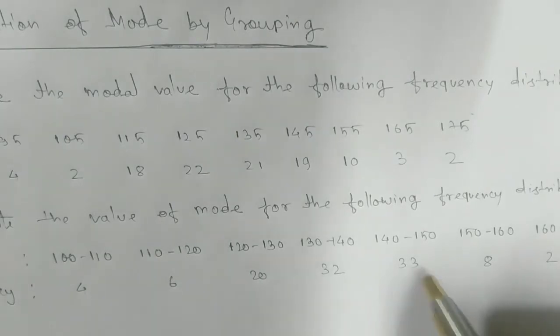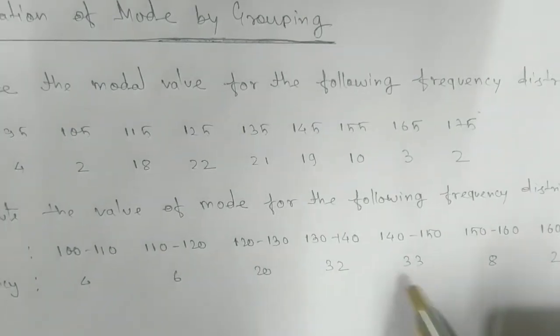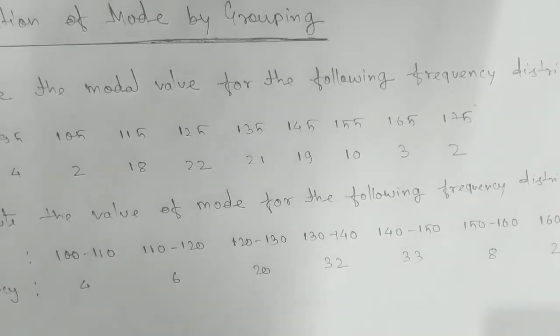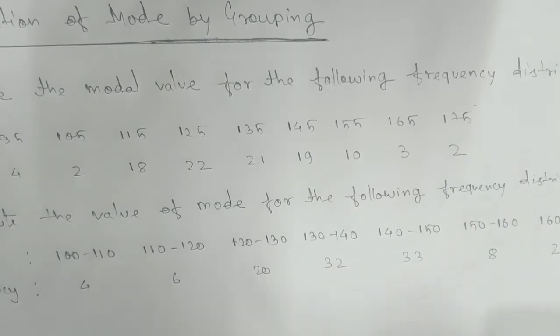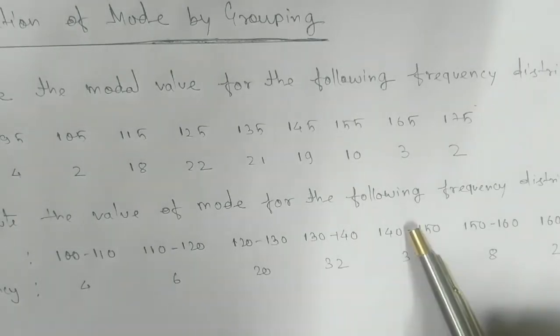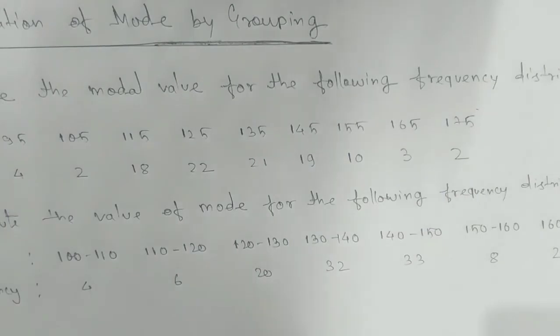But if you see the preceding one, it is very close to 33. So this is also an ill-defined problem. Or sometimes, instead of 32, it may return 33 here. At that time also, we need to use the grouping method. So let's see how to find the modal class and how to find the modal value by using the grouping method.